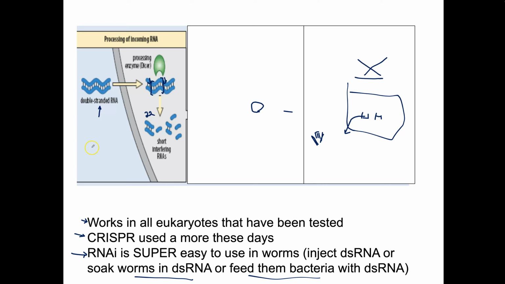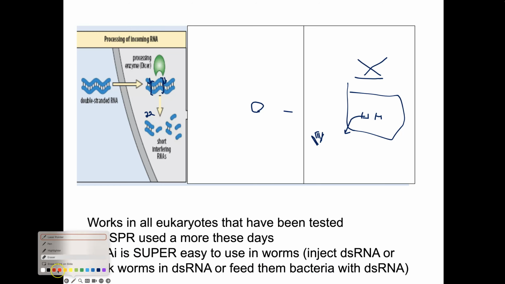You manufacture your double-stranded RNA, and as I said, it doesn't have to be full length. It can be on the short side. There are some organisms that use very tiny RNAs called microRNAs to do this kind of regulation.